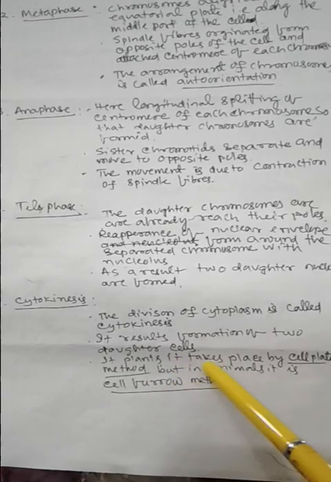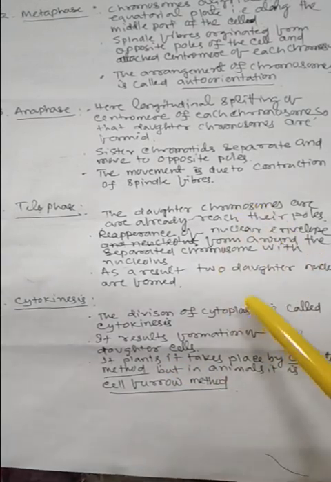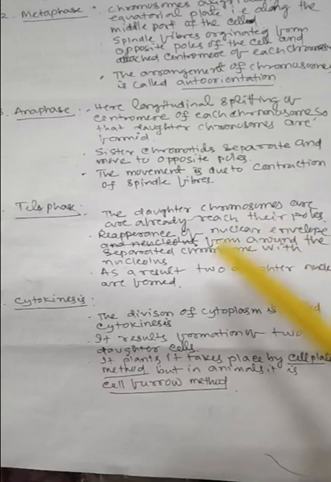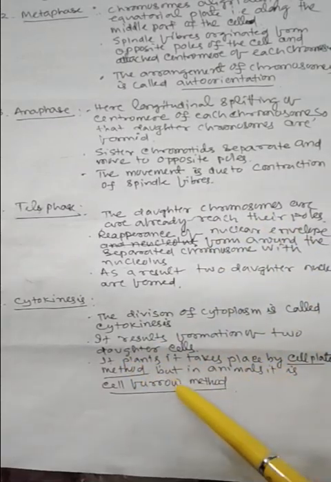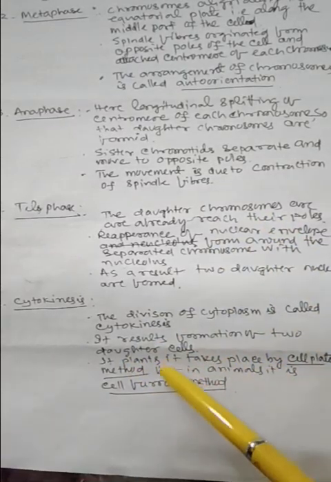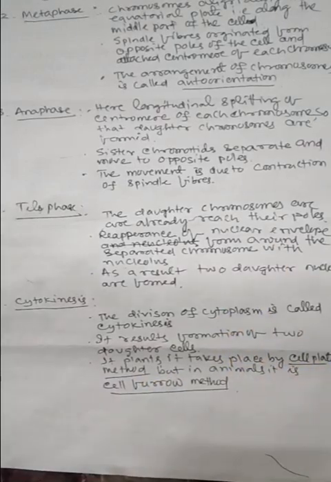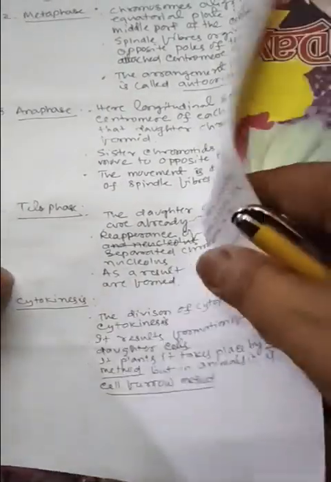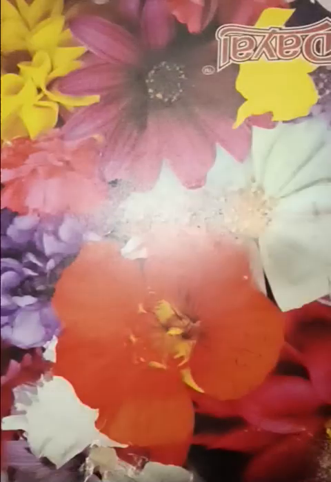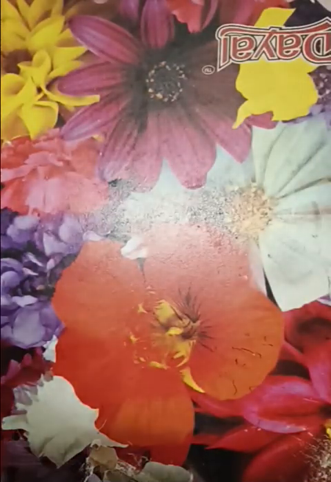In plants, there are two methods: the cell plate method and the cell furrow method. We will discuss them later. The cell plate method takes place in plants, and the cell furrow method takes place in animals. Then the significance. Very important significance of mitosis.